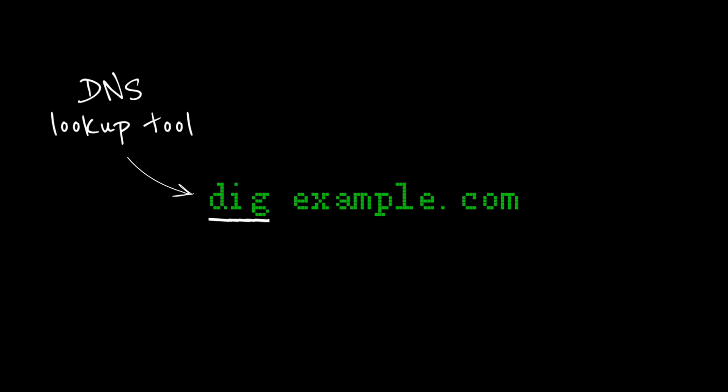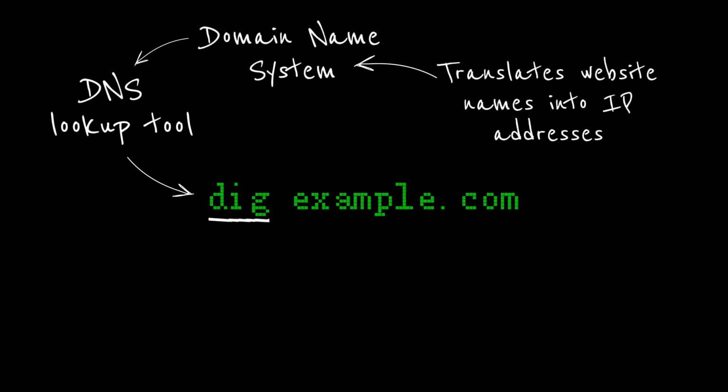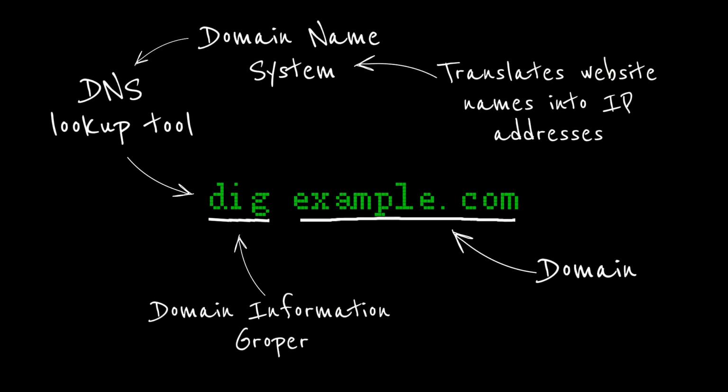DNS tool lookup. DNS stands for Domain Name System and translates websites' names into IP addresses, so humans can use the URL and computers can use the numbers they actually understand. This is the domain, and this is dig, short for Domain Information Groper. It's a DNS lookup tool and lets you dig into a domain and see what IP address it resolves to. The acronym wasn't a coincidence. This is how hackers figure out where a website lives.